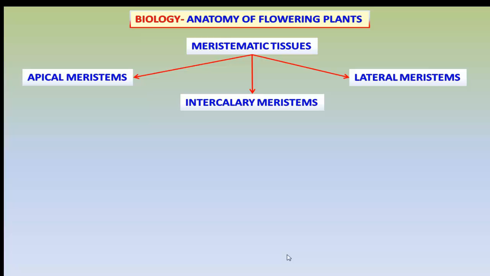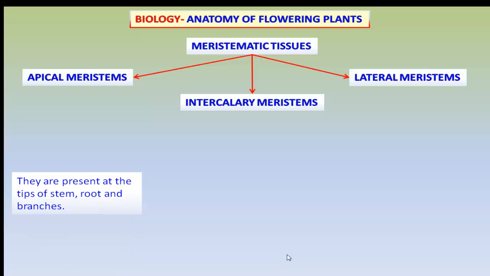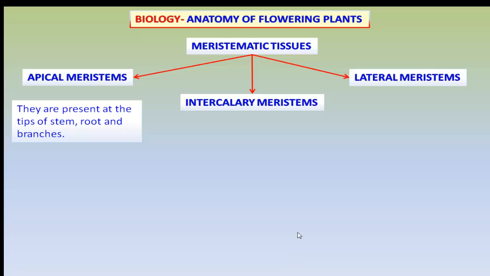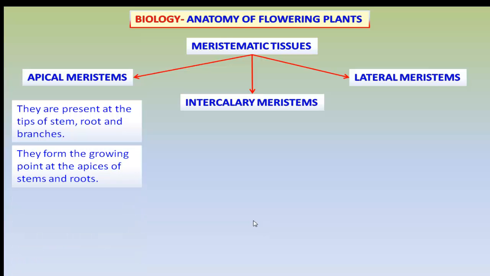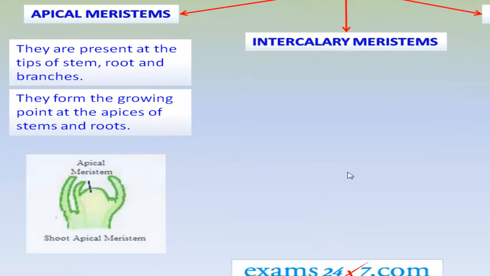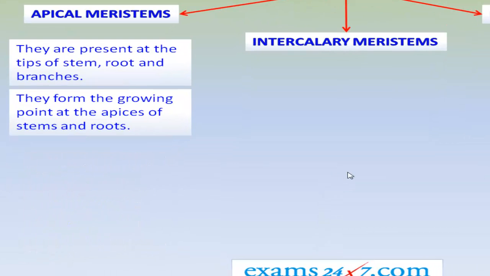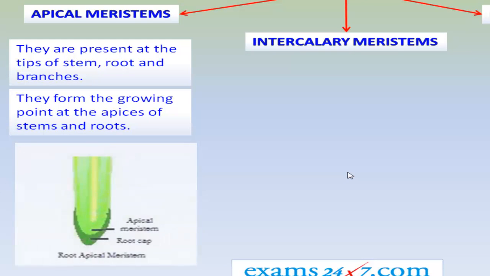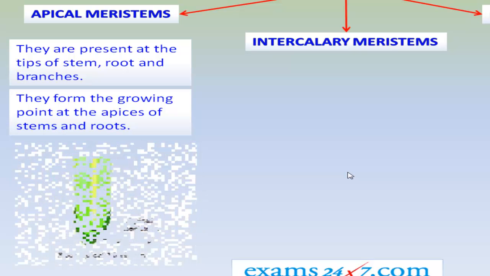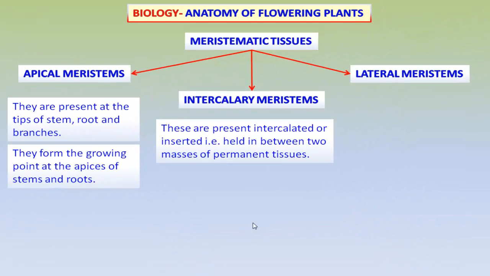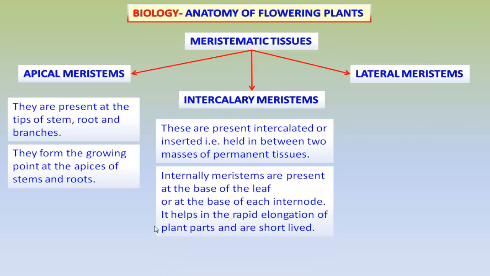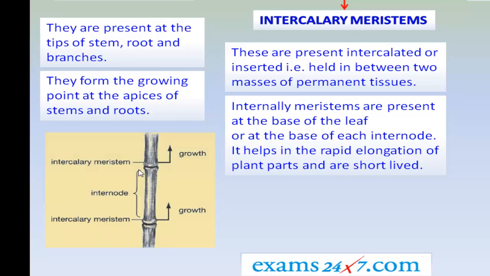Apical meristems, as the very name signifies, are present at the extreme tip of the stem, root, and branches. They form the growing point at the apices of the stems and roots. Intercalary meristems are intercalated or inserted and are held between two masses of permanent tissues. Internally, meristems are present generally at the base of the leaf and at the base of each internode. It helps in the rapid elongation of the plant parts and are short-lived.